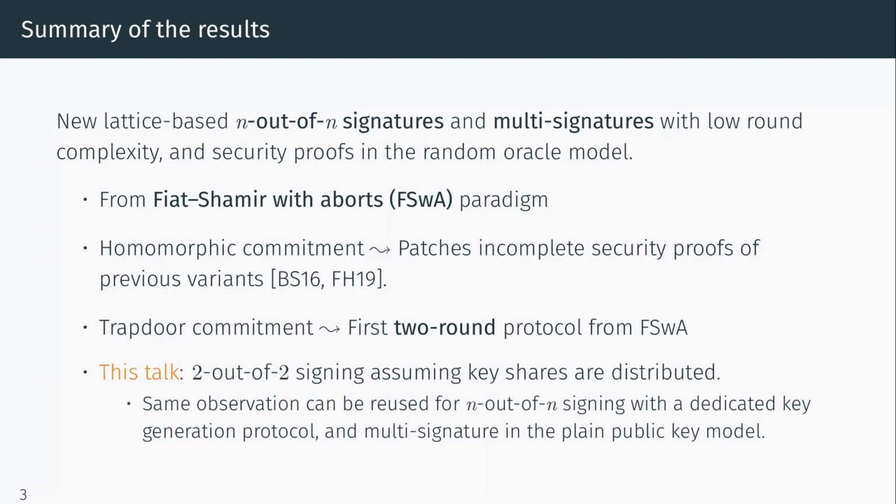Then in this talk, for the sake of simplicity, I'm going to focus on a two-out-of-two signing protocol, assuming that the key shares are already distributed. But essentially, the observations I give here can be naturally generalized for two-out-of-n signing with a dedicated key generation protocol and for multi-signatures in the plain public key model.